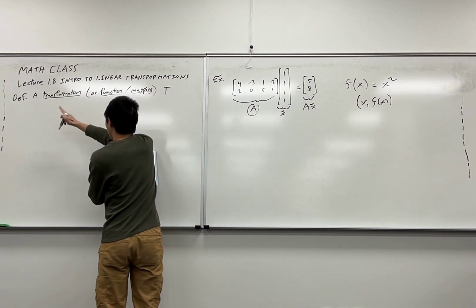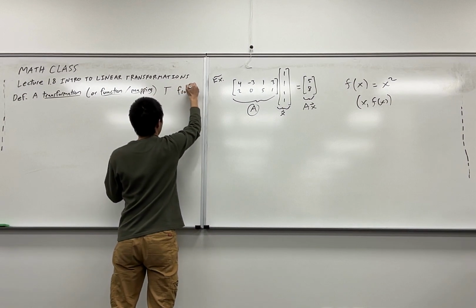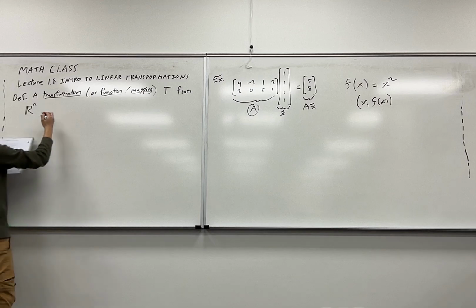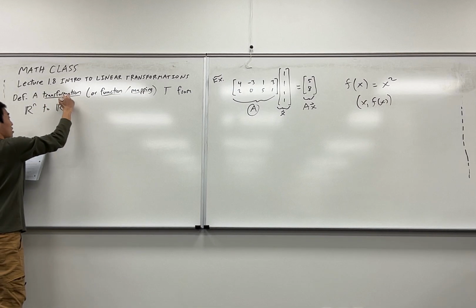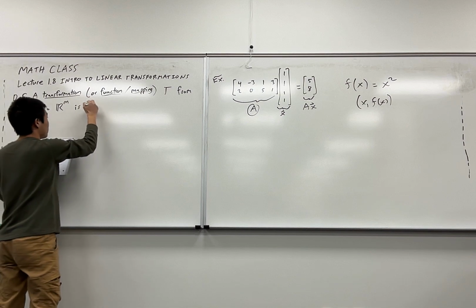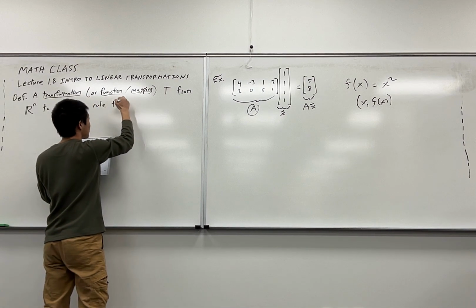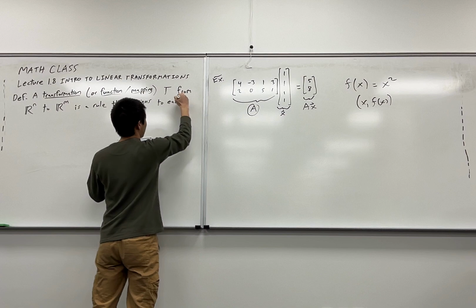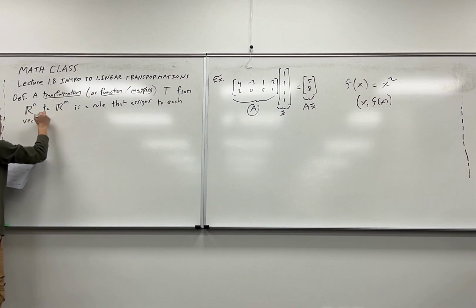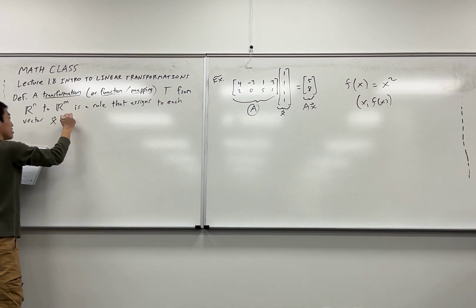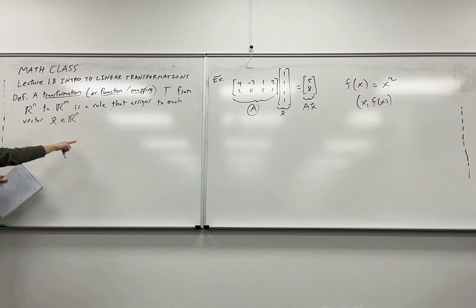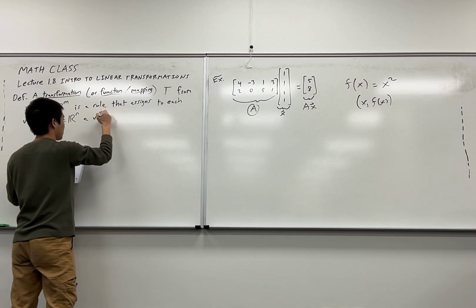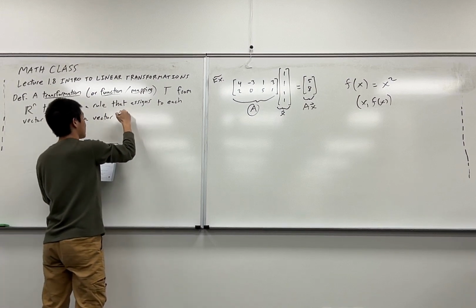T is the name of the transformation. So a transformation T from R^n to R^m is a rule that assigns to each vector x, that we're going to say is in R^n, so it has the same number of entries as this first one, R^n, a vector that we'll call T of x.